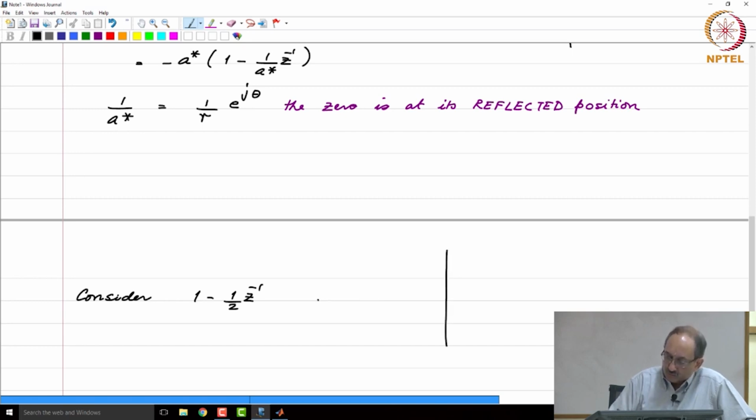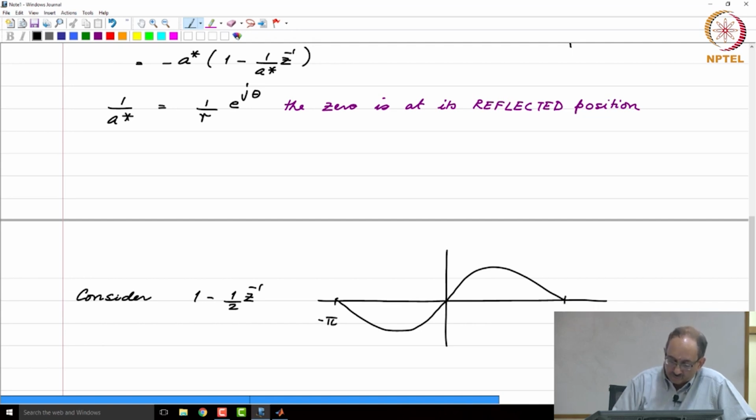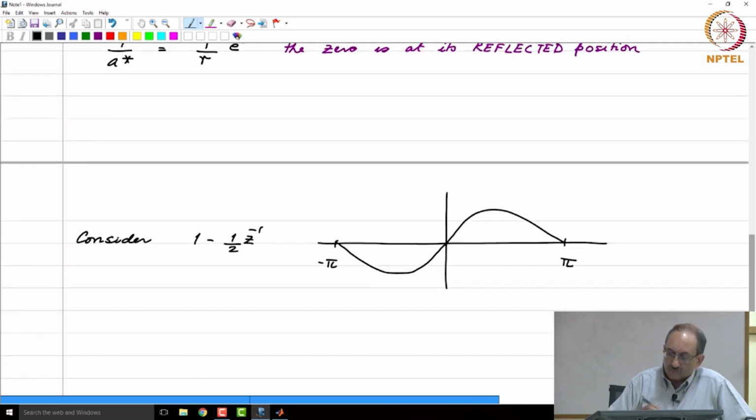So, if you plot the phase response, it will be something like this. This is how the phase response will be. And for this given system, the related g of z is minus half plus z inverse. And if you plot the phase response of this, the response will be something like this.